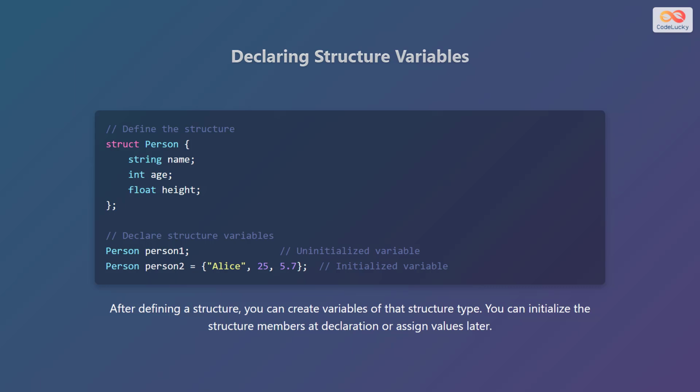You can also initialize the structure members at the time of declaration. For example, person2 equals, followed by an open curly brace, then Alice, 25, and 5.7 enclosed in curly braces. This will initialize person2's name to Alice, the age to 25, and the height to 5.7. Remember, you can assign values to structure members at declaration or assign values later.